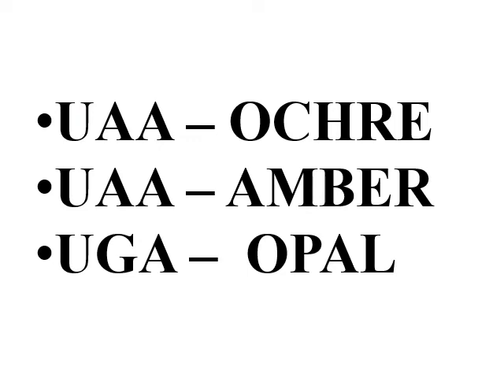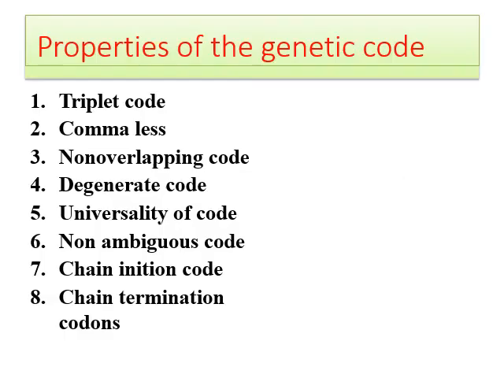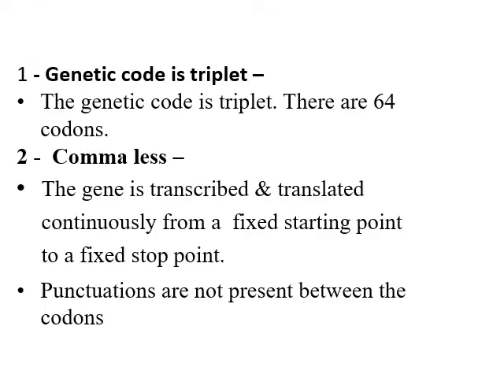The names of the 3 nonsense, stop or termination codons are: UAA is the Ochre codon, UAG is the Amber codon, and UGA is known as the Opal codon. There are some important properties of the genetic code. First, the codes are triplet, commaless, non-overlapping, degenerate, universal, and non-ambiguous, with chain initiation and chain termination codons. So we will discuss the properties of the code one by one.